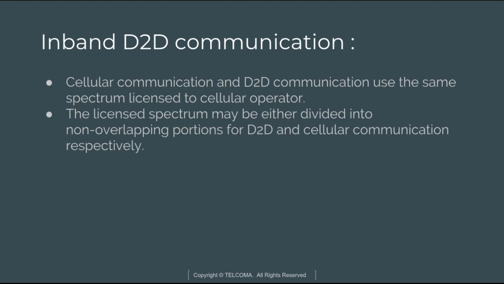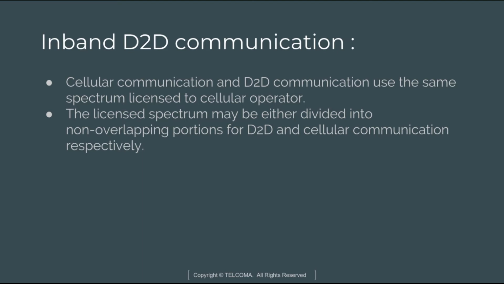We have cellular communication and device-to-device communication. When cellular communication and D2D communication use the same spectrum which is licensed to the cellular operator, we can say it is in-band D2D communication. Further, the licensed spectrum can be divided into non-overlapping parts. Suppose I have bid for a spectrum and I am the cellular operator, so I have purchased the cellular band. I will divide the band into two.